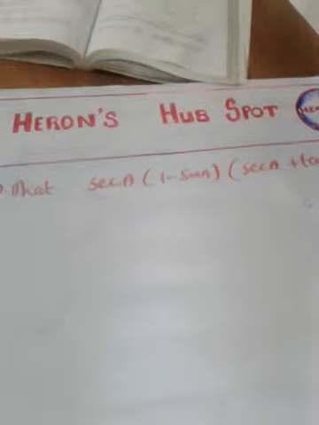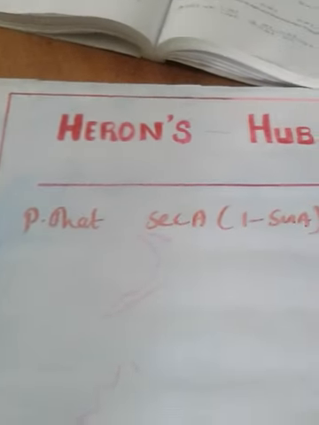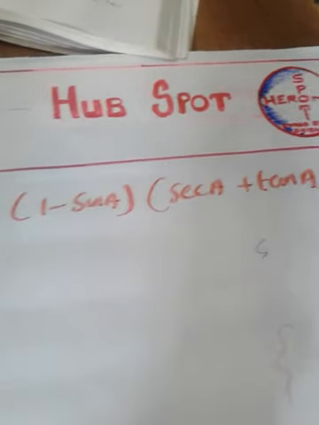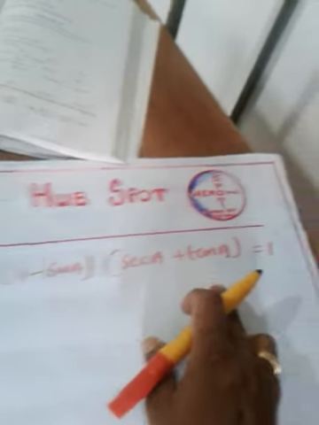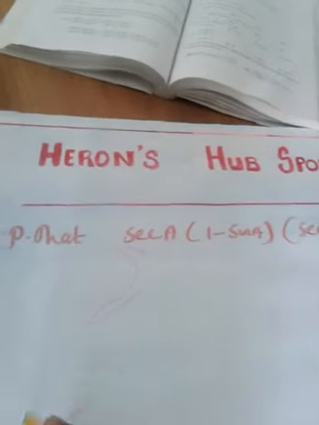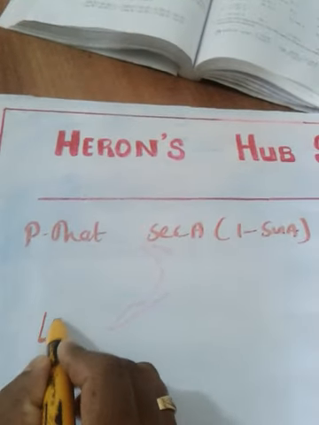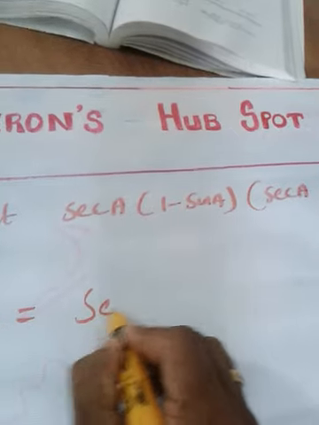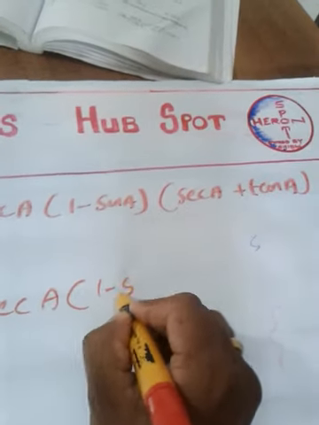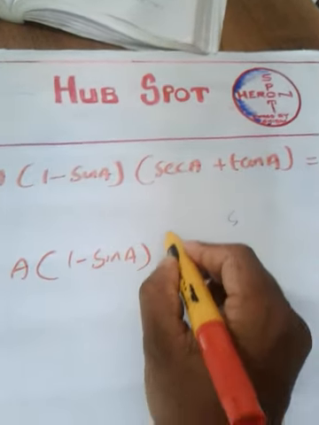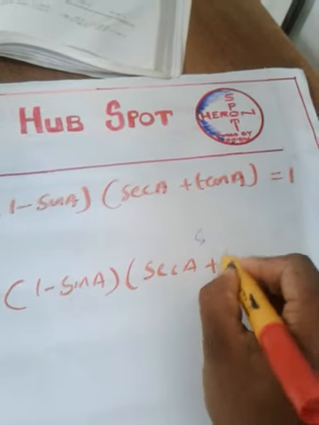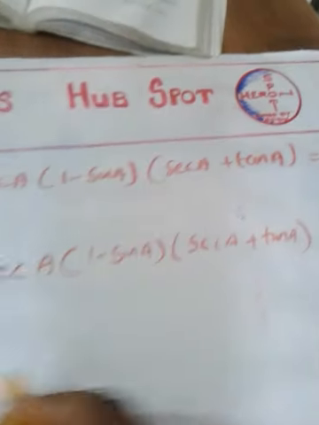So listen to this question. This question says: prove that cosec A into 1 minus sin A into cosec A plus cot A is equal to 1. We have to prove this entire LHS as 1, isn't it? So let me start from LHS. LHS says cosec A into 1 minus sin A into cosec A plus cot A. We have to prove it as 1, isn't it?